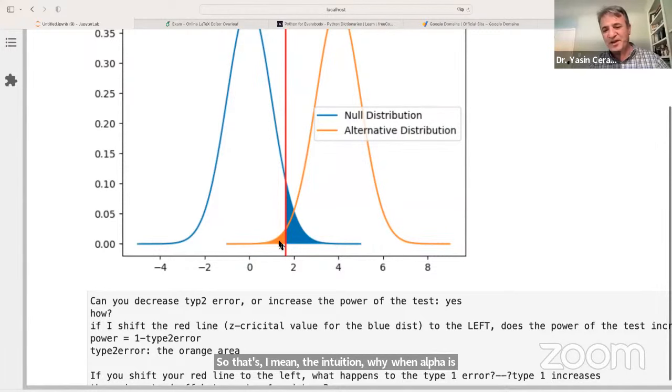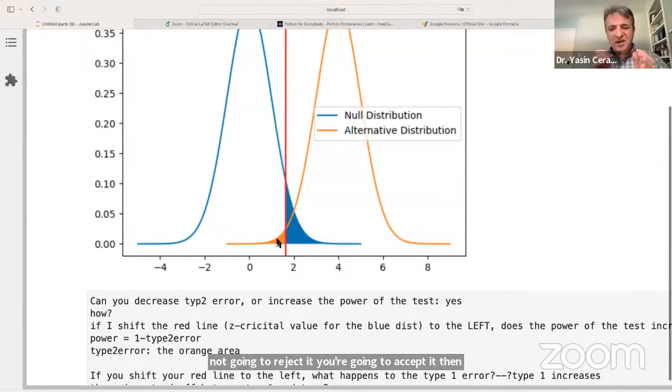Remember, this orange area is representing beta, which is your type 2 error. What was type 2 error? When your null hypothesis is incorrect, you're not going to reject it. You're going to accept it. When your null hypothesis isn't incorrect, you are going to accept it. So this orange region is representing our type 2 error.